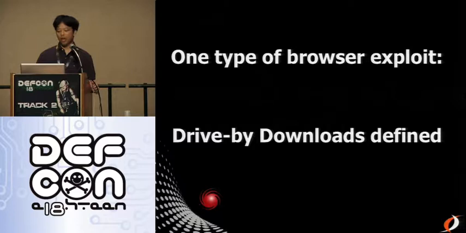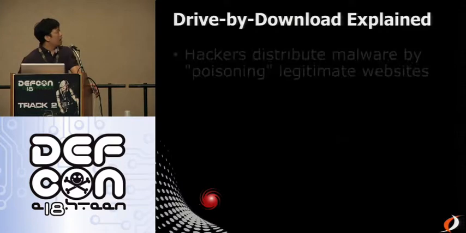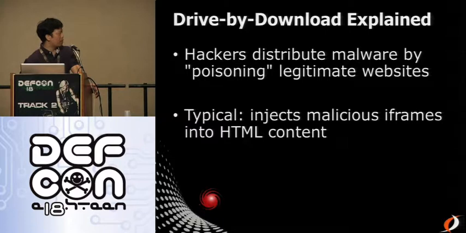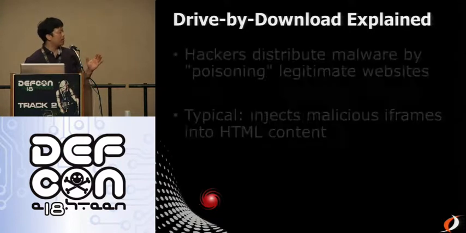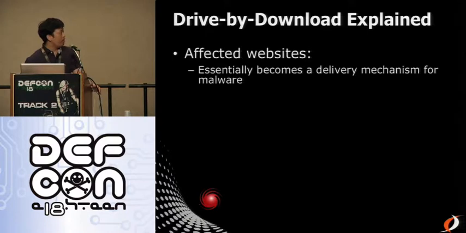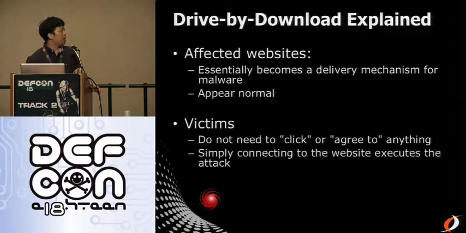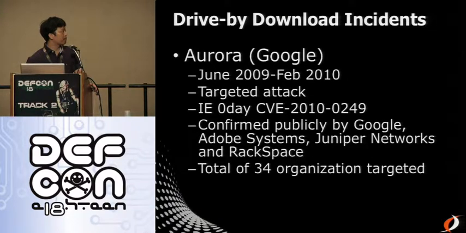So today we're going to be showing one type of browser exploit, which is the drive-by downloads. Let's define that. Hackers distribute malware by poisoning legitimate websites, and what's typical is they inject malicious iframes into legitimate HTML content. The affected websites essentially become a delivery mechanism for malware. They appear normal, and the victims do not need to click or agree to anything. They simply connecting to the infected website executes the attack.